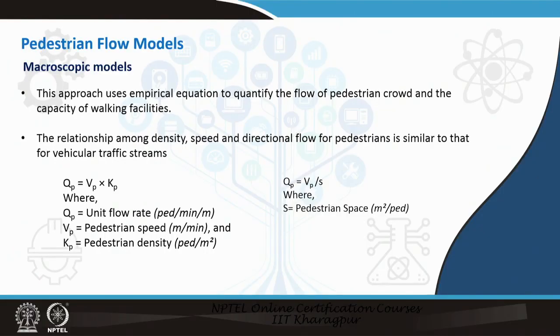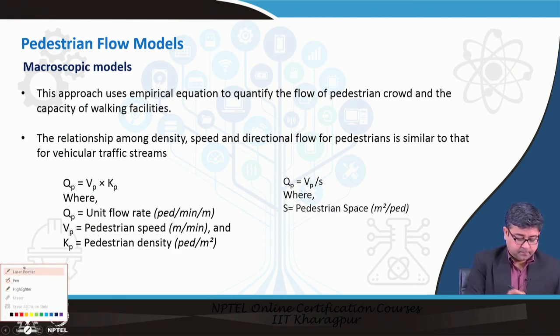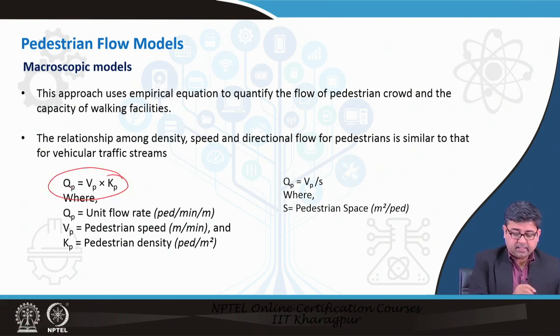Now, we have looked at the macroscopic models, the Greenshields macroscopic model, and this is the big picture of those models, where the relationship between speed, directional flow, and density is given by Qp is equal to Vp times Kp. So, this is something that all of you should remember.